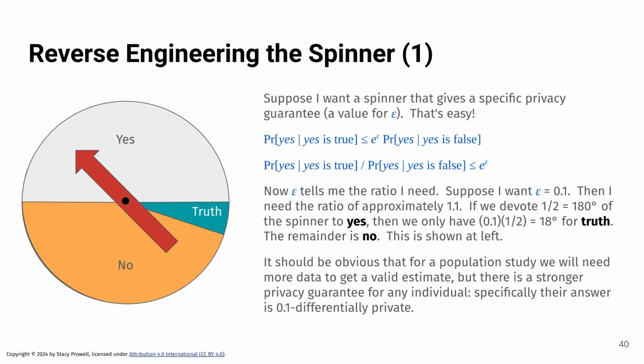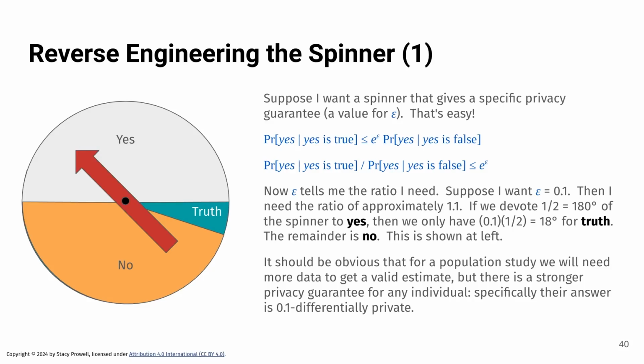Suppose that I want a privacy budget of 0.1. That's a pretty good one. Then I need a ratio of approximately 1.1, right? Because e to the 0.1 is 1.1. So that tells me the ratio of the two needs to be 1.1. So if I devote half of the spinner to yes, then that's 180 degrees. Then I need 0.1 times a half, which gives me 18 degrees for truth.